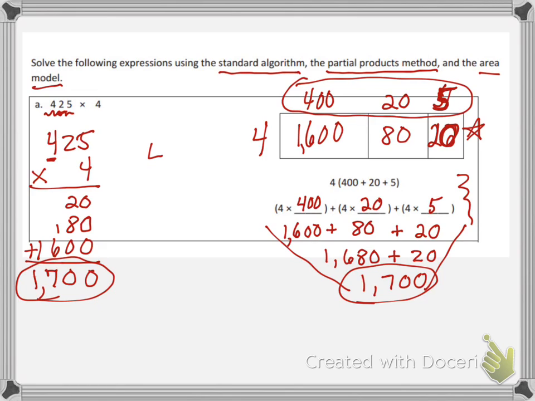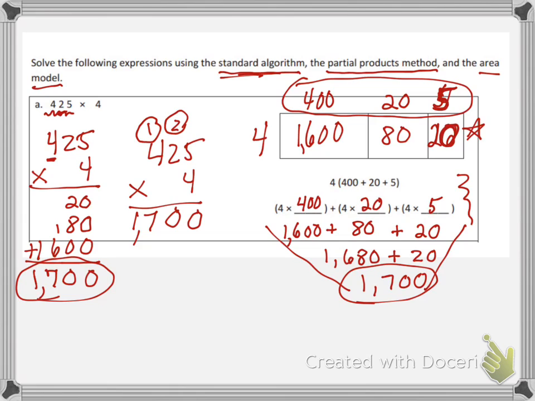So now we do 425 times 4. Now, because they're asking now for the standard algorithm. 4 times 5 is 20. Carry the 2. 2 times 8 is 4. 2 times 4 is 8. Plus the 2 is 10. Carry the 1. 4 times 4 is 16. Plus the 1 is 17.